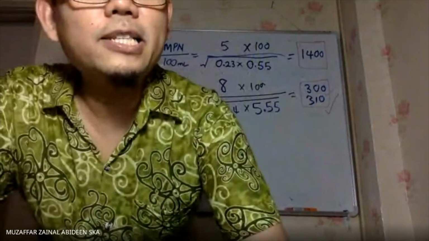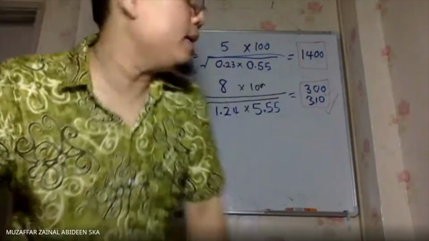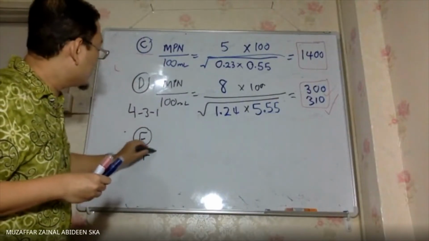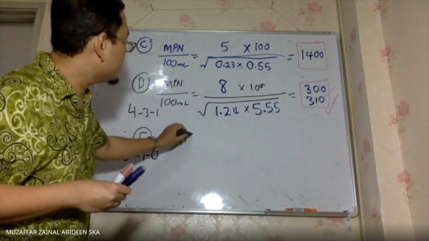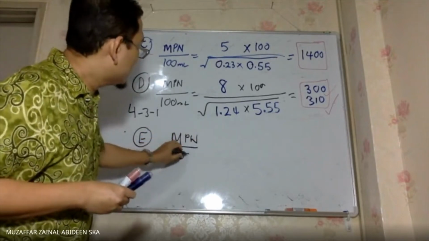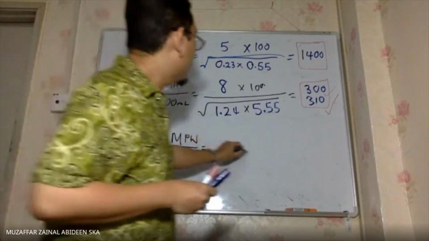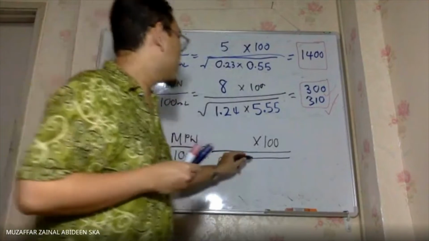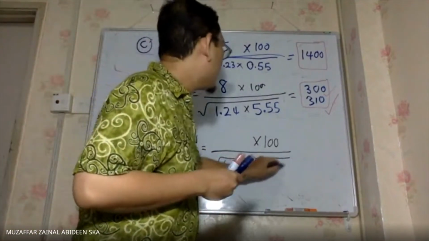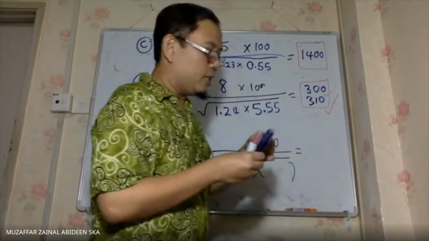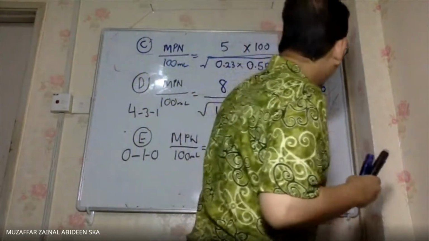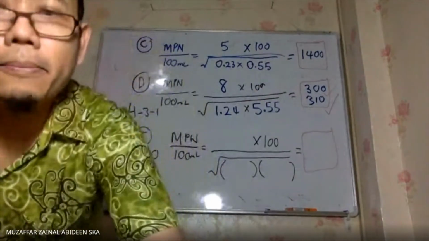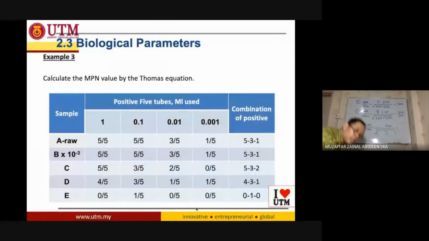Can we look at the last one, sample E, where they give the positive combination as 0, 1, 0, if I'm not mistaken. So I write down everything first. Just fill in the blank after this. Times 100, I'll start to remember this formula very well. This is ml of negative, and then you have ml of all. And then eventually you'll get the answer. Allahu Akbar.